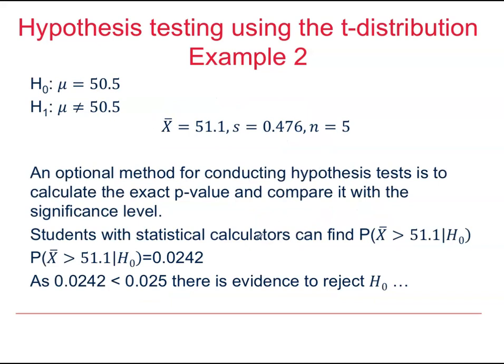In example 1, we looked at an optional method for conducting the hypothesis test by calculating an exact p-value, and this is only available to students with statistical calculators, and it is not a requirement of the further statistics course. What you would do here is use the statistical calculator to find the probability that the sample mean would be greater than 51.1, so a more extreme value of the sample mean, and in the calculator we see that the value turns out to be 0.0242. Because it's a two-tailed test, that would be compared with 0.025, and there would be evidence to reject the null hypothesis. The calculators may show 0.0484 compared with 0.05. What happens there is that the probability gets doubled.